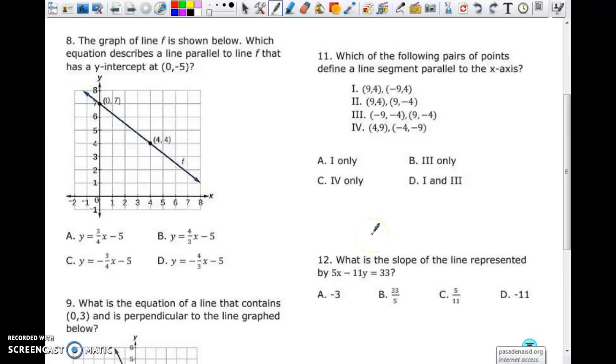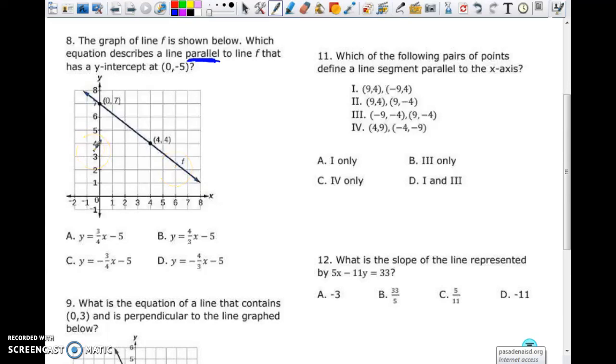Okay, in this video I'm doing 8 through 10. So for number 8, the graph of the line F is shown below. Which equation describes a line parallel to line F that has a y-intercept at (0, -5)? First of all, this is my line. Remember, a parallel line is also going to have to move in this direction at the same rate, right?